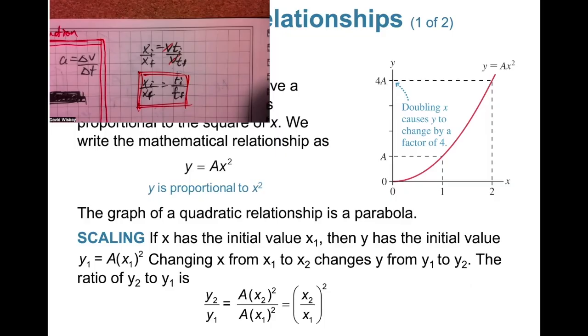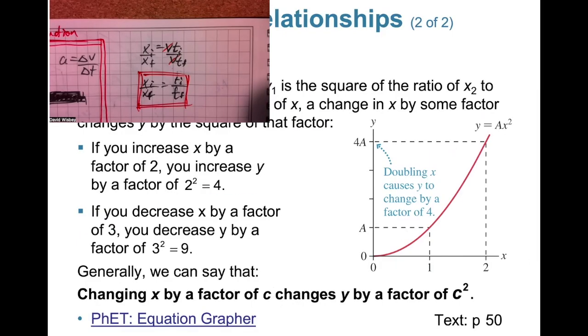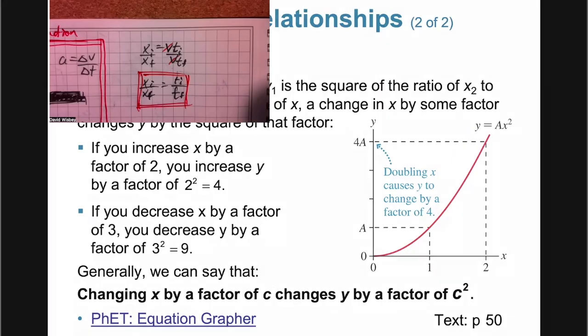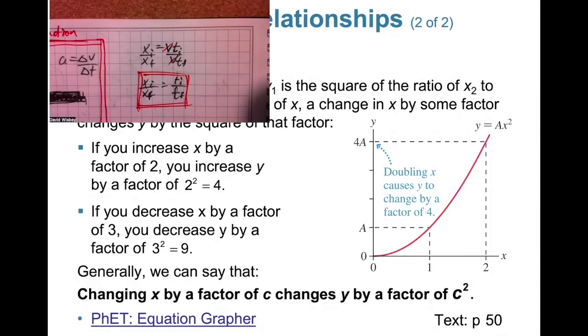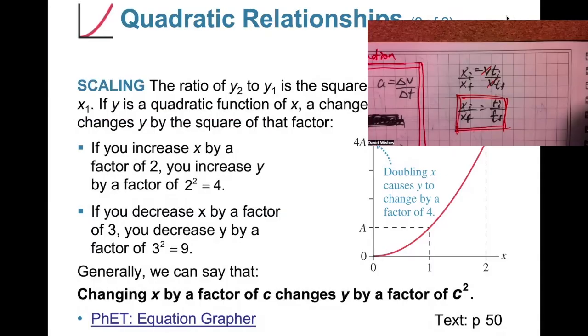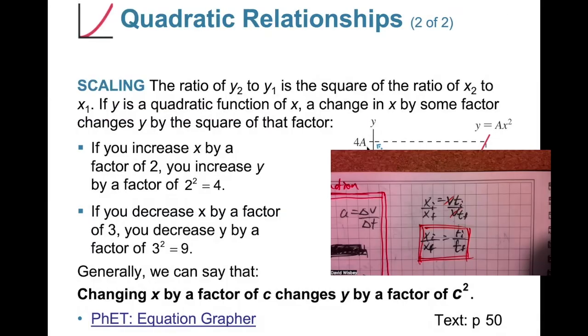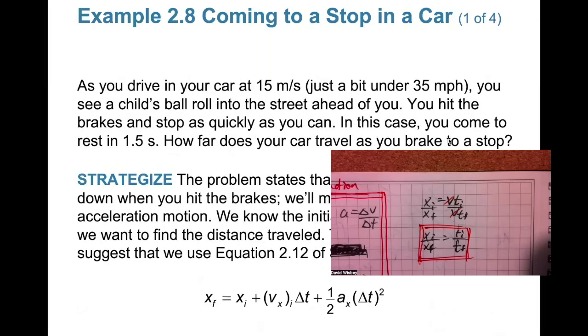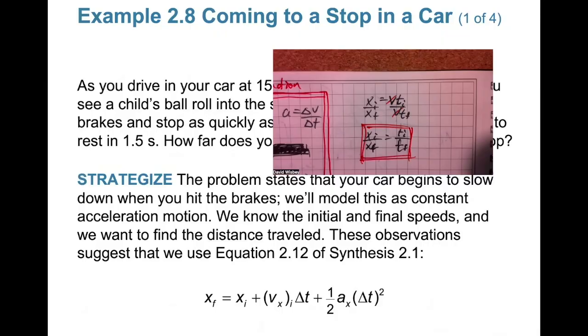And remember, each equation is really just a little miniature experiment. Words to live by. So you can use scaling of quadratic relationships. The ratio of y2 to y1 is the square of the ratio of x2 to x1. All right, we can go through this. Example: coming to a stop in a car.